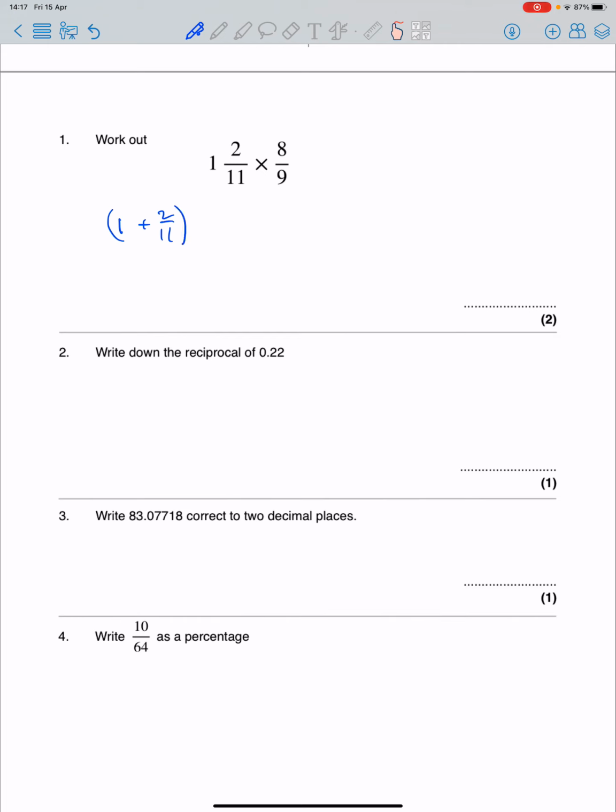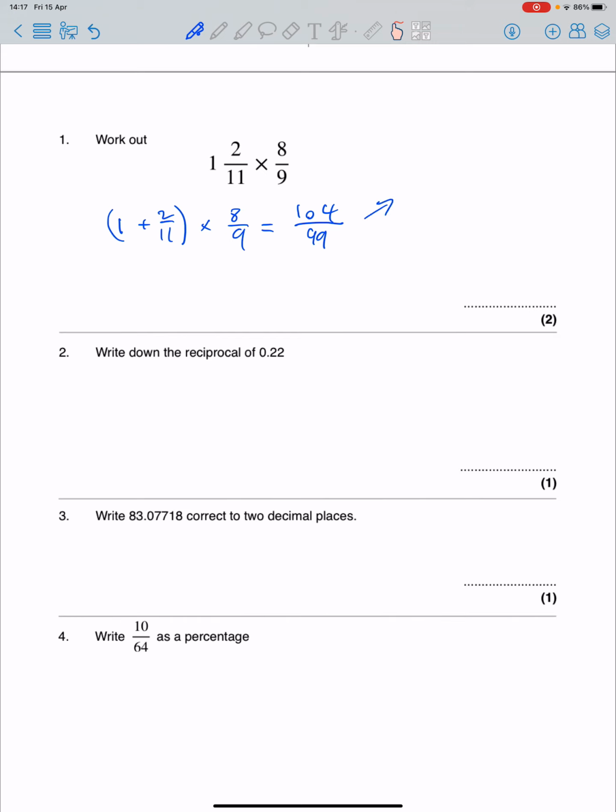So if there was no mixed number button, or you didn't know how to access it, you can do it like this, in a bracket, and then multiply it by 8/9. Now I am just going to do that, 1 and 2/11 multiplied by 8/9, on the calculator. That gives an answer of 104/99. Now they haven't asked us to do this, but we could turn this into a mixed number.